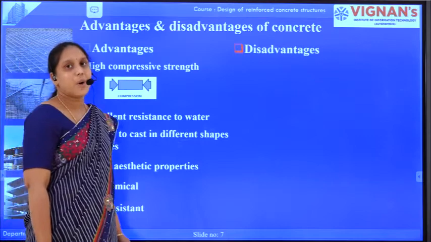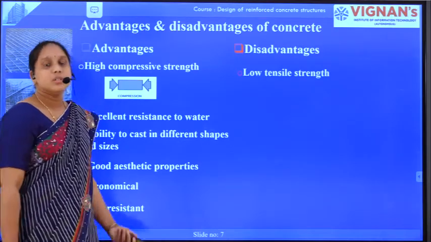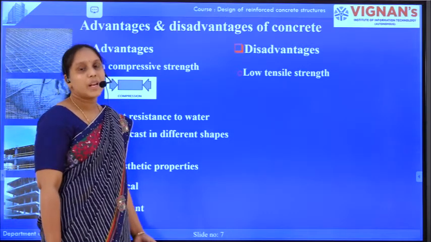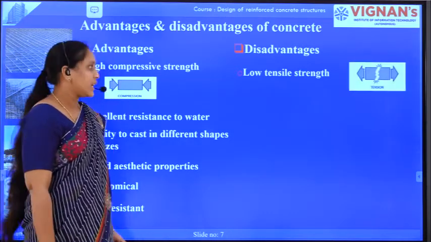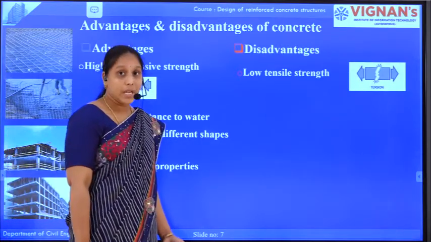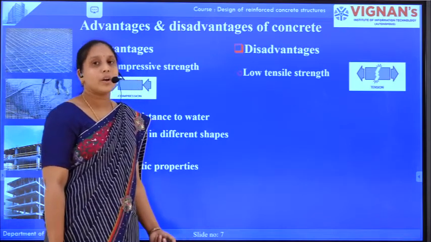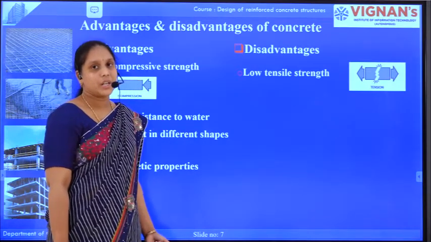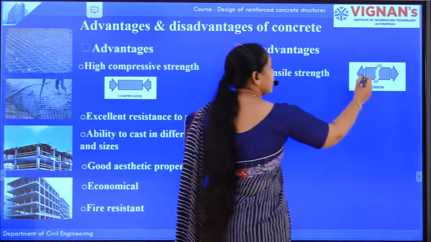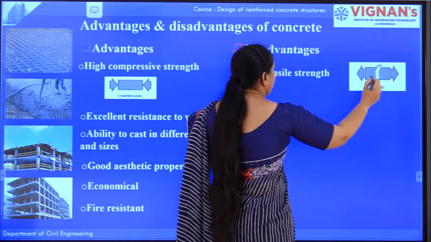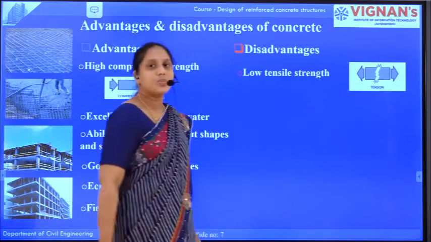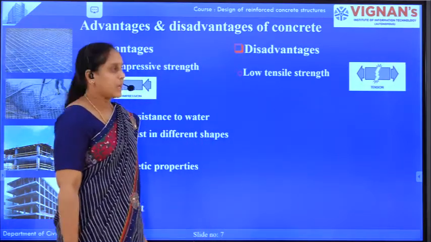Now let us see the disadvantages of concrete. The first main disadvantage of concrete is that it has very low tensile strength. That is, when tensile forces are applied on the concrete, it easily breaks. As concrete is a brittle material, when the tensile forces are applied here, you can see the concrete is easily breaking. That is the reason why the disadvantage is the low tensile strength.